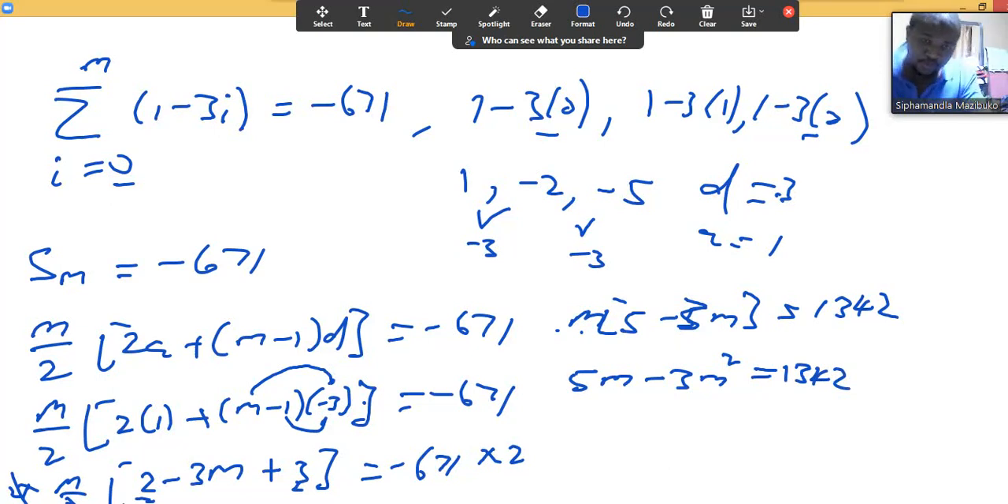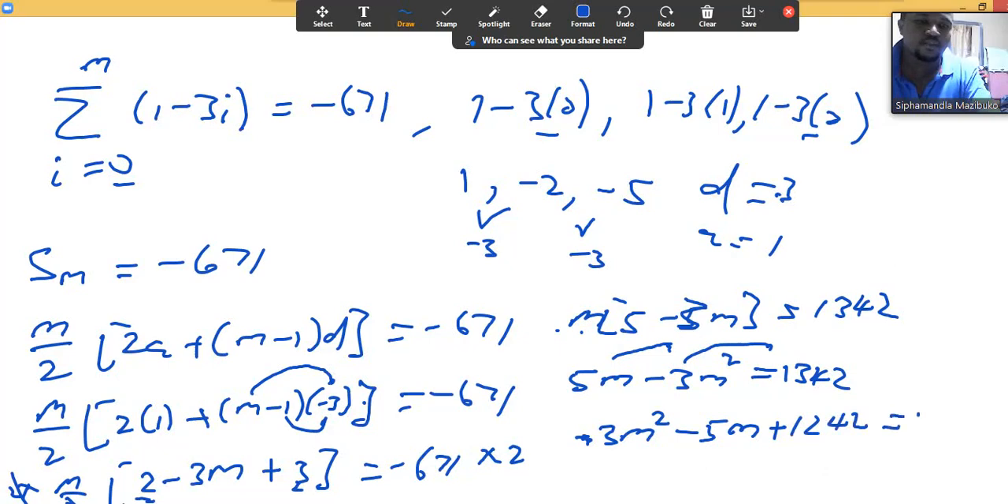We need to solve for n. Let's see if we can solve for n. And basically we have minus 3, or we can say positive 3n squared. I'm taking that to that side, and I'm taking that to that side as well, to that side of the equal sign. So they change sign to be minus 5n, and then this remains the same, plus 1342 equal to 0.